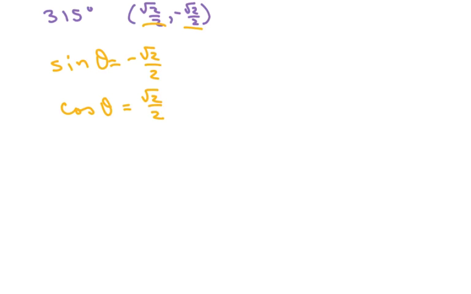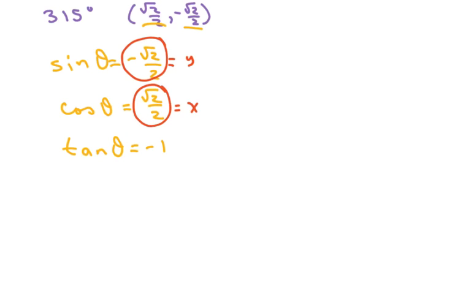Which one's negative? That one. So my tan of theta is going to be -1, because you just divide these two. Y over x, this is y, this is x. And then you just flip everything. So for your reciprocals, cosecant of theta equals -2 over square root of 2.